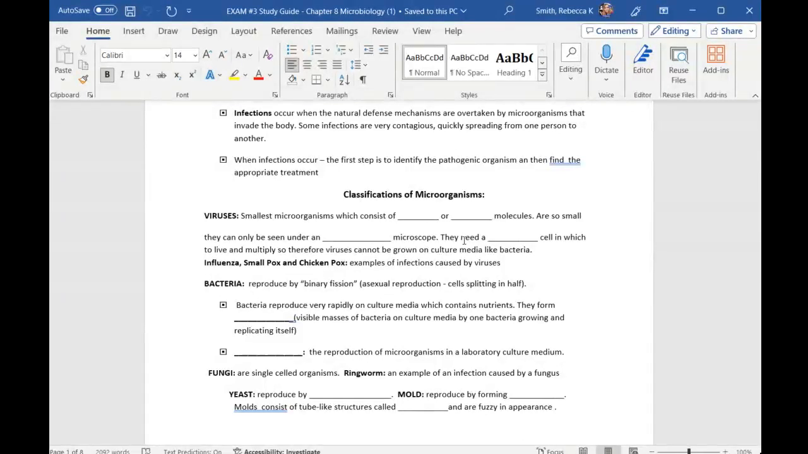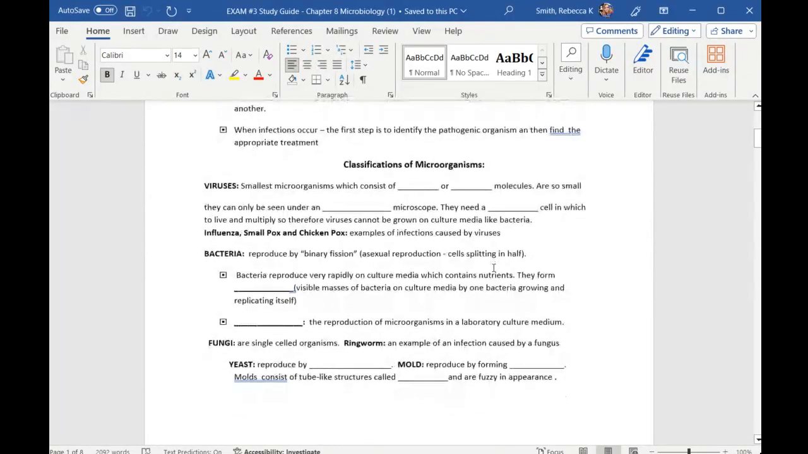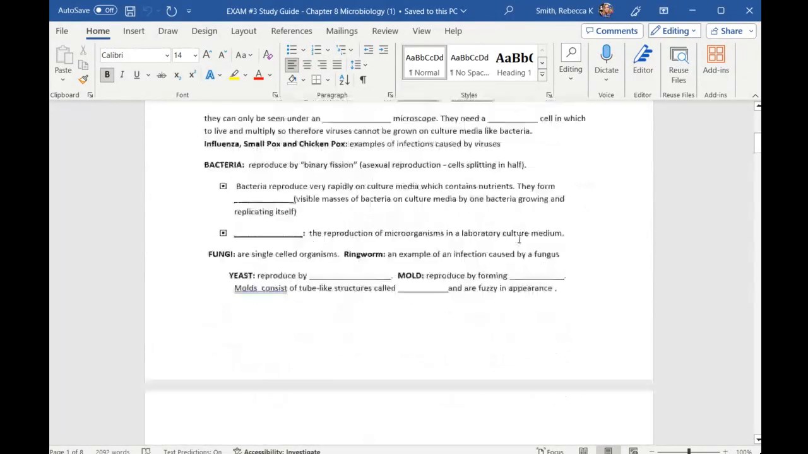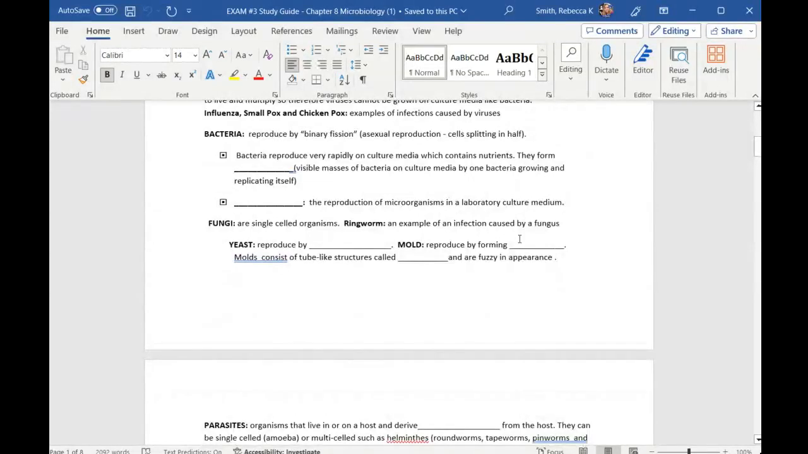Okay, they need a living cell in which to live, so they can multiply. Examples: influenza, smallpox, chickenpox, COVID. At the time this was made, COVID did not exist in the capacity we know it today.